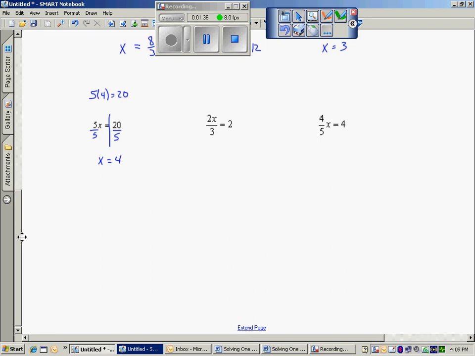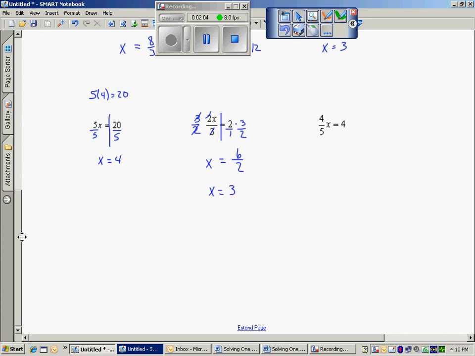To eliminate the 2/3, I use the inverse property, which is 3/2. I apply it to the left and to the right. Notice I put a 1 underneath the 2, so that when I multiply fractions going straight across, I get 6 divided by 2. On the left-hand side, 2 divided by 2 is 1, 3 divided by 3 is 1. X is equal to 6/2, which simplifies to 3.